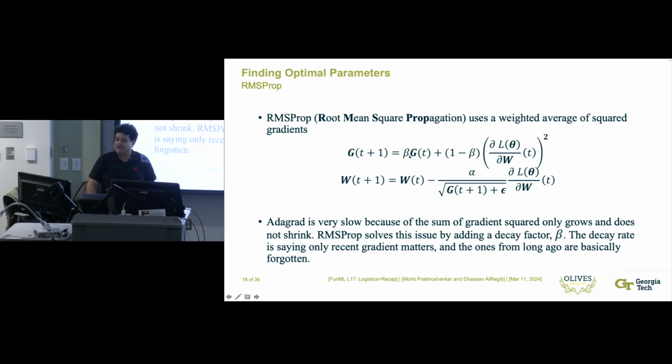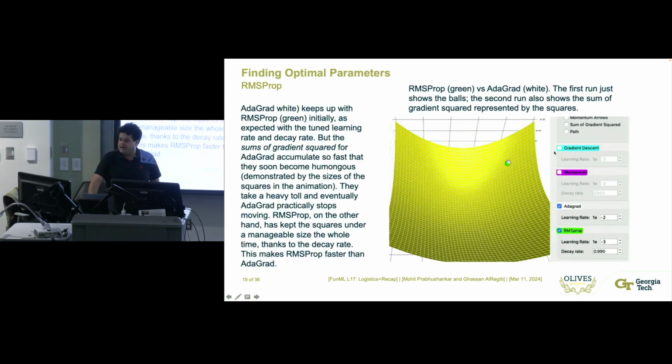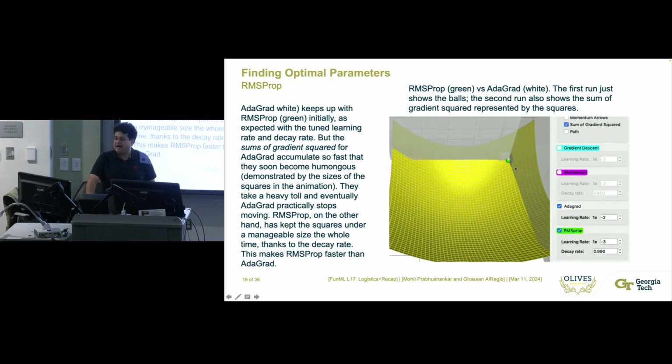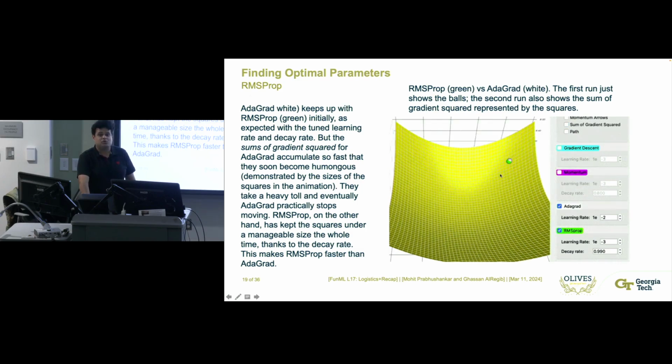So to make sure that does not happen, RMS prop adds a beta parameter, which is a weighted average of gradients. So this beta is a decay factor for the g of t plus 1. So beta times g of t plus 1, minus beta, in order to cancel it out, dou L by dou W whole square. And we saw this kind of a visualization where the green one is RMS prop and the white ball here represents adagrad. You can see that in the beginning, adagrad moves along with RMS prop, but after a while it stops. It's not moving at all.